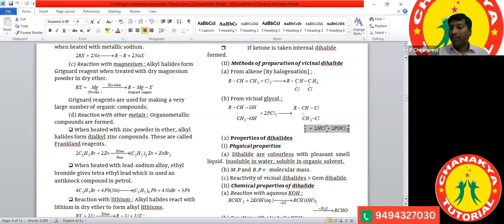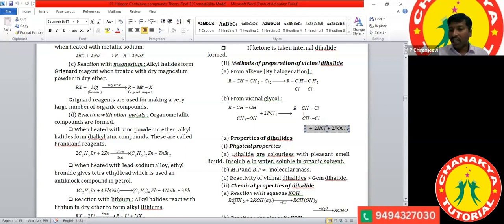If you compare vicinal dihalides and geminal dihalides, which dihalides are more reactive? Here, vicinal dihalides are more reactive. Okay, for that one, they had given some of the chemical properties also. What are the chemical properties? Dihalides also are involved in nucleophilic substitution reactions.